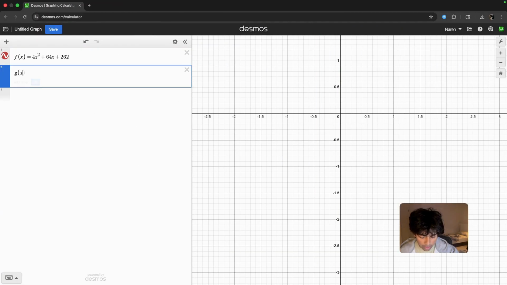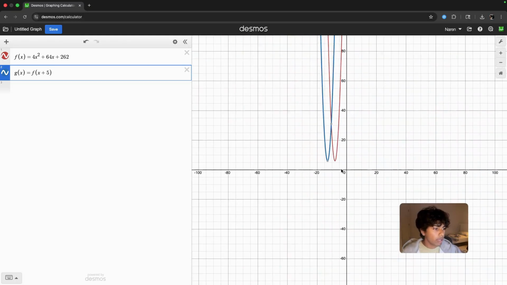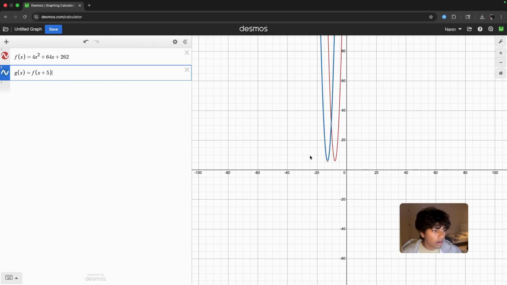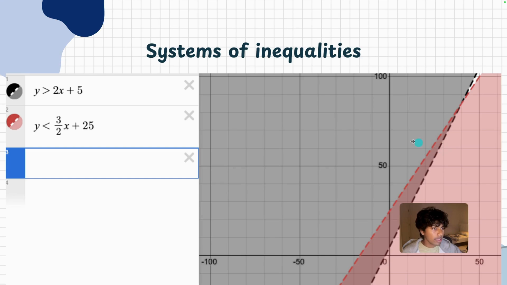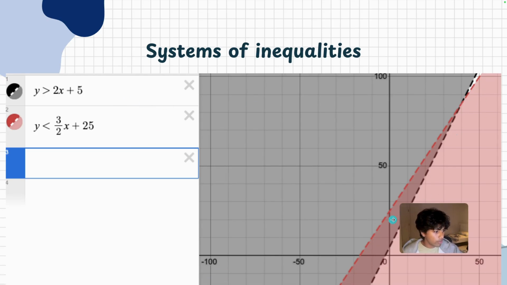And now we know that g of x equals f of x plus 5, right? And what are we looking for? We're looking for the minimum. So if blue is our g of x, we're looking for the minimum. And for what value of x does it reach its minimum? Right there, negative 13 is the answer. Okay? And systems of inequalities, I'm not really going to do this, but if they say what point lies between this inequality and this inequality, you can really just graph out the first inequality, second inequality, look, and then plot your points. It'll be like, oh, that one's in the region, that one's not. That's how you would figure it out.